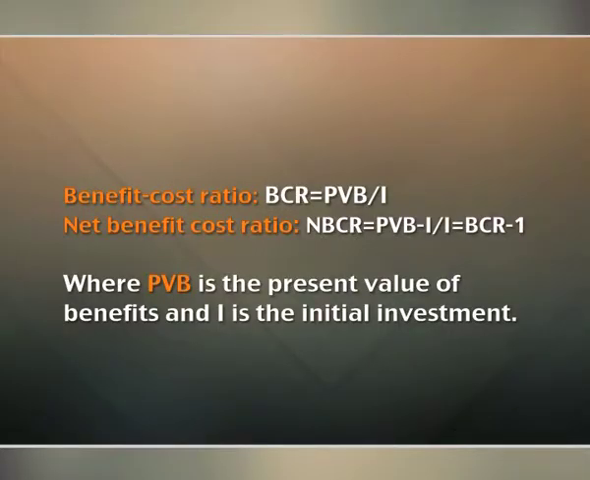Benefit cost ratio, BCR, is equal to PVB divided by I. Net benefit cost ratio, NBCR, is equal to PVB minus investment divided by investment, which is equal to BCR minus 1, where PVB is the present value of benefits and I is the initial investment.